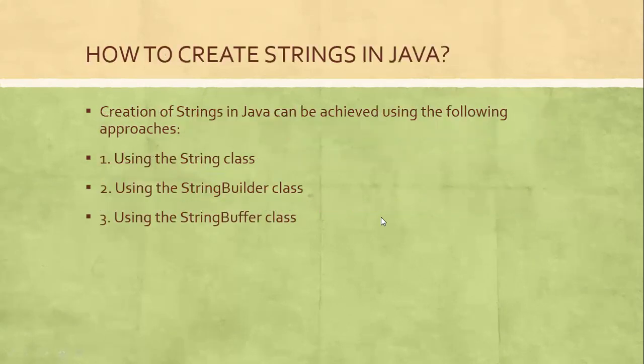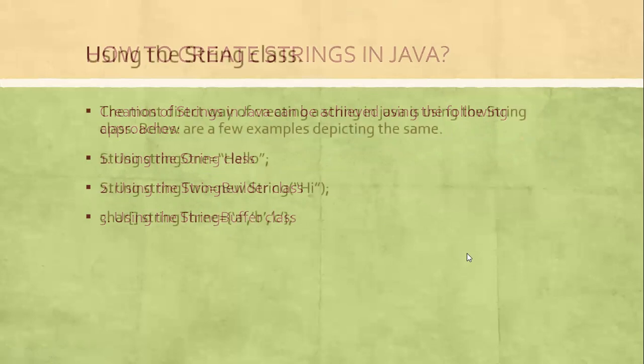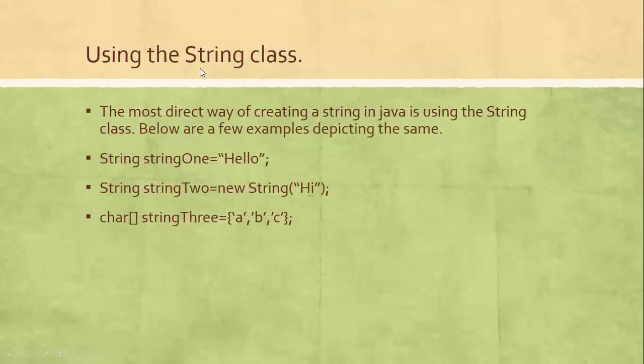Well, since we've understood what a string is, let's understand how to add this into your program by learning how to create a string. We have three approaches to create a string in Java: by making use of the string class, the string builder class, and the string buffer class. These are the three approaches that Java provides for a user to create a string. Let's understand each approach. Using the string class: the most direct way of creating a string in Java is using the string class. Below are a few examples depicting the same.